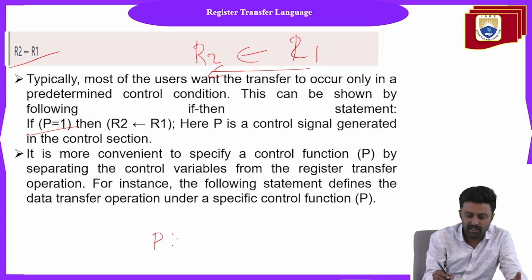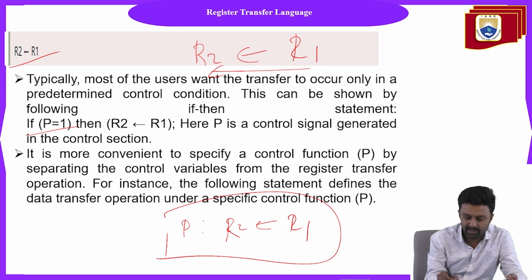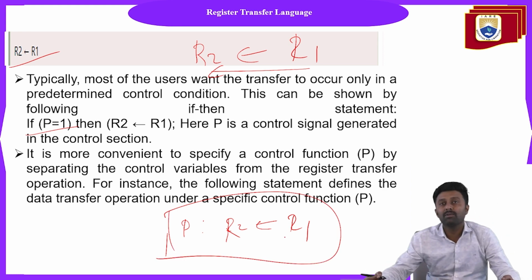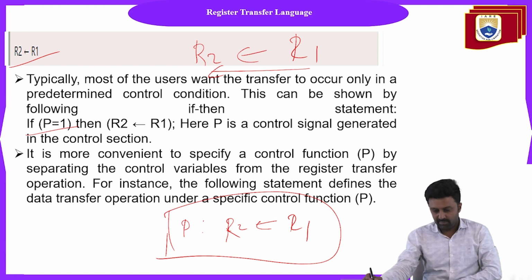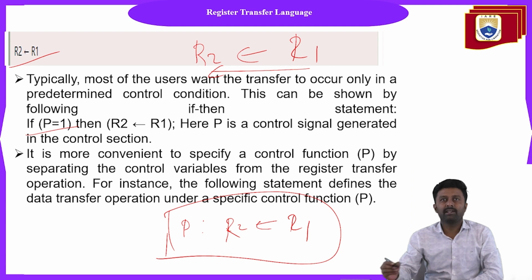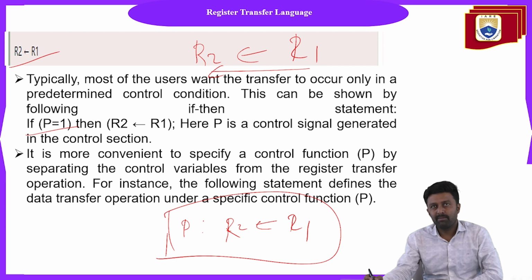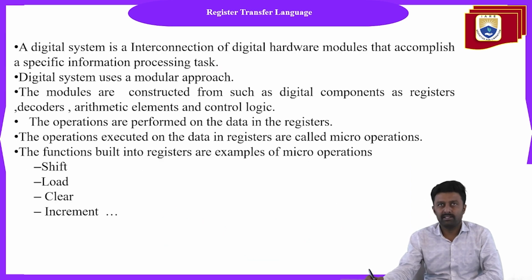If you want to put some condition, we can write it with P. Let us take this as an example of the register transfer language. If you write P, this instruction of register transfer language will transfer the content of R1 to R2 if the value of P equals 1. So in the register transfer language we use different types of functions, with condition and without condition, and the content can be transferred from one register to another register.